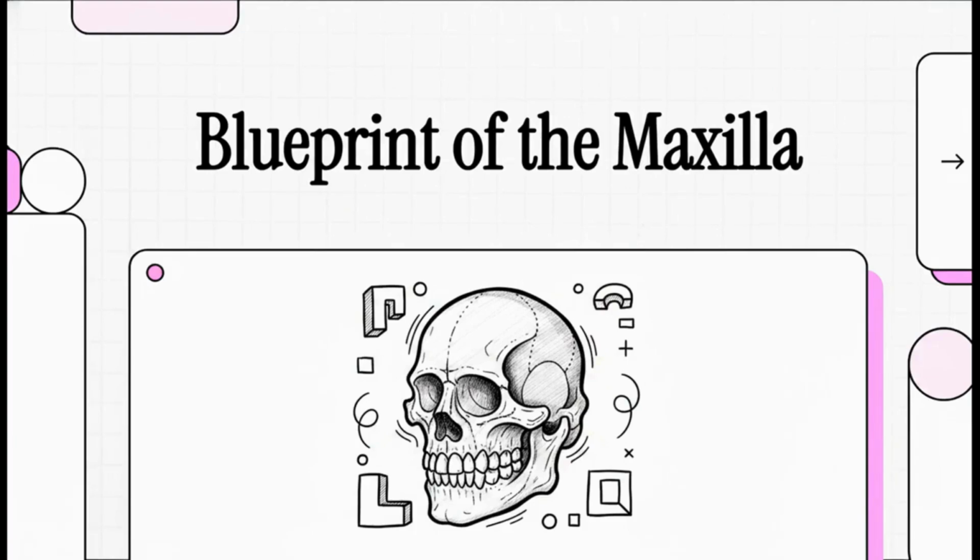I'm really excited you're here because today we're diving into a piece of human anatomy that is absolutely fundamental to who we are, how we look, and how we function. We're talking about the maxilla. And I really want you to think of this not just as a bone, but as this incredibly dynamic piece of 3D architecture sitting right in the middle of your head.